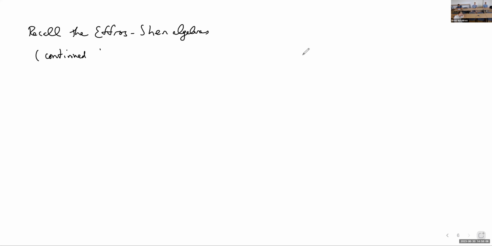So the Effros-Shen algebra, A_t, is defined to be the union, n from 1 to infinity. Well, it's an approximately finite dimensional C-star algebra, the closure of an increasing union of finite dimensional algebras. And A_t is, so this is Elliott, the first instance of the Elliott program was his classification of AF algebras. This is the unique simple AF algebra.